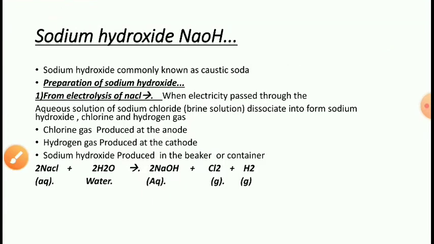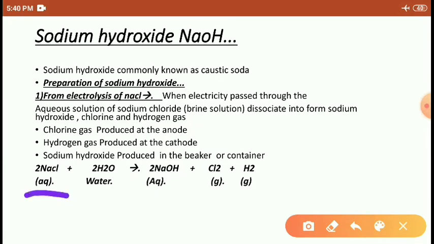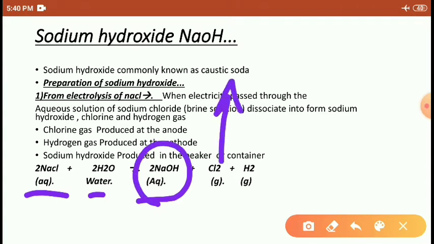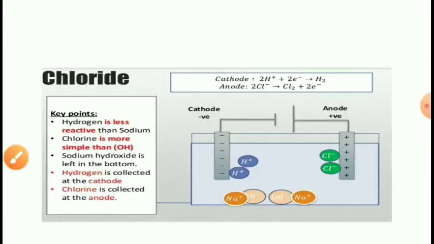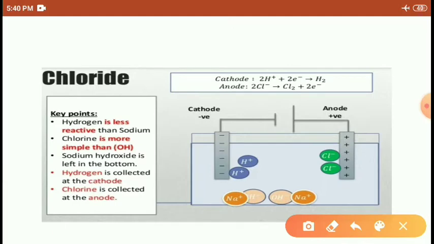So that's why in this reaction we mention that NaCl reacts with water to form NaOH in the solution. Chlorine gas is evolved as a gas. Hydrogen is also evolved as a gas. Right, students? Okay, this is the diagram, students. I hope you understood this electrolysis of brine solution to form NaOH.